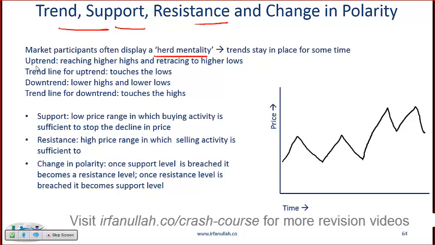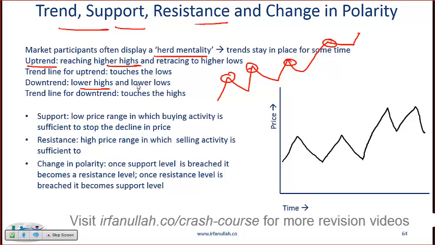Alright, so you need to know these terms. Uptrend is where a market reaches higher highs. So what does that mean? If the market is going like this, to say that you have an uptrend, you look at all the highs, and if every time the high is higher than the previous high, then we say we have an uptrend.